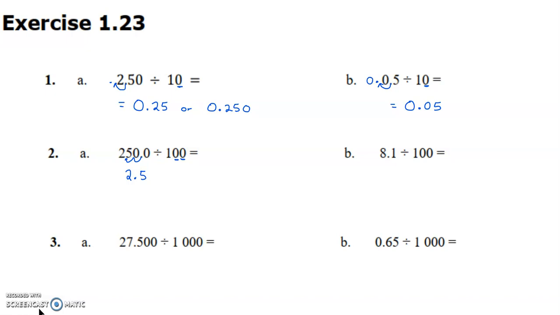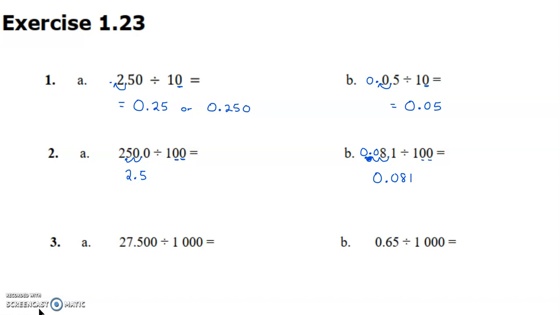For 2b, we're dividing by 100 as well, so we're going to move 2 places over to the left. So we're going to be, oh, did I move too many? I did. I moved too many. Got a little excited there. So only 2 places, so we're going to end up with 0.081. 81 thousandths there.